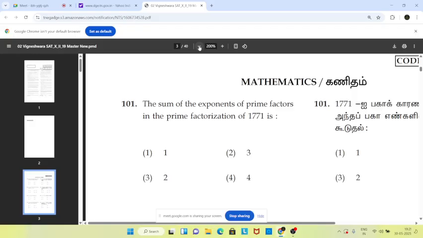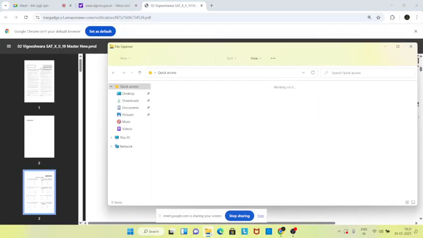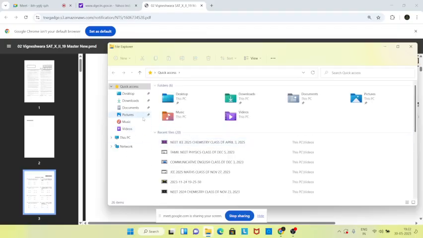The first question, 101, because I think initially there were some other chapters, some other subject, I think it's mental ability or something. Now question 101: the sum of the exponents of prime factors in the prime factorization of 1771 is. Now we have to understand the question thoroughly, then we have to answer. So read the question once or twice, then try to understand the question.